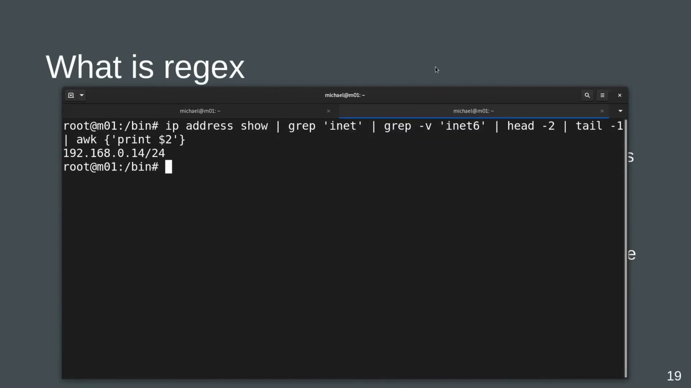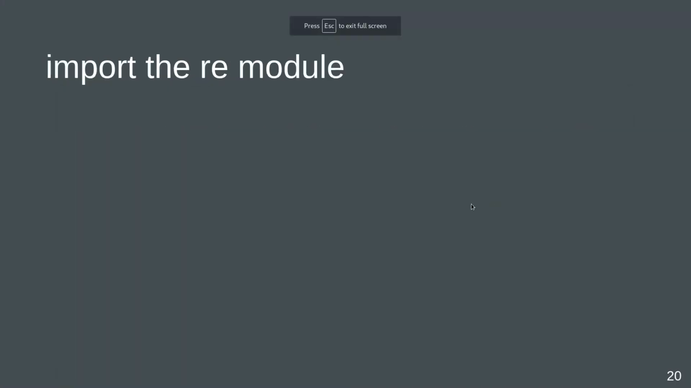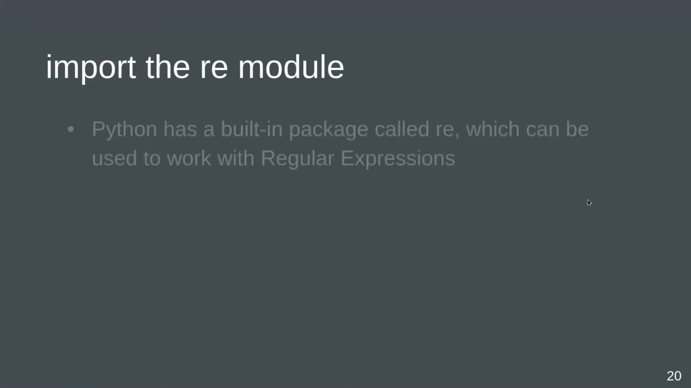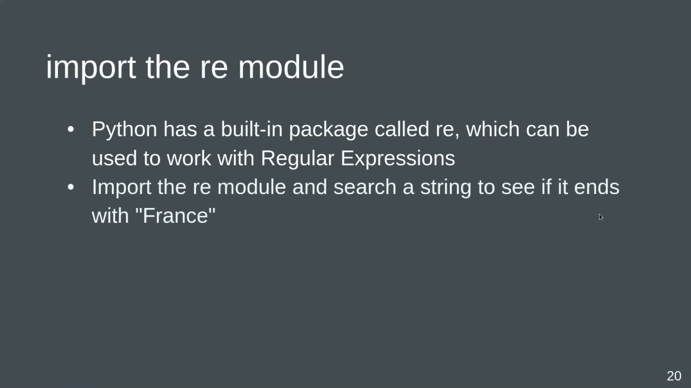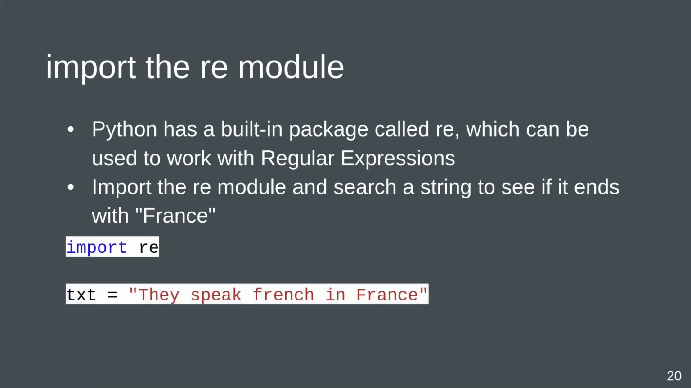We can actually do these in every language. But what we're going to look at today is how to do it with Python. In order to use a regular expression in Python, we're going to import a module called re. Python has a built-in package, and re just stands for regular expression. So to import this, all we do is type import re. Now, I've created a string here called "They speak French in France." And I'm going to use a regular expression to test to see if that ends with the word France.